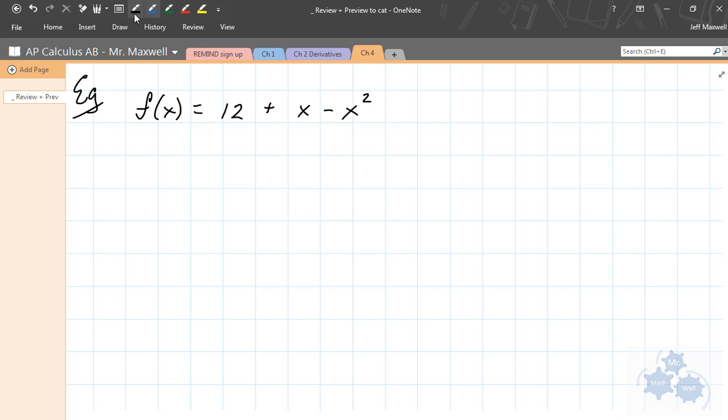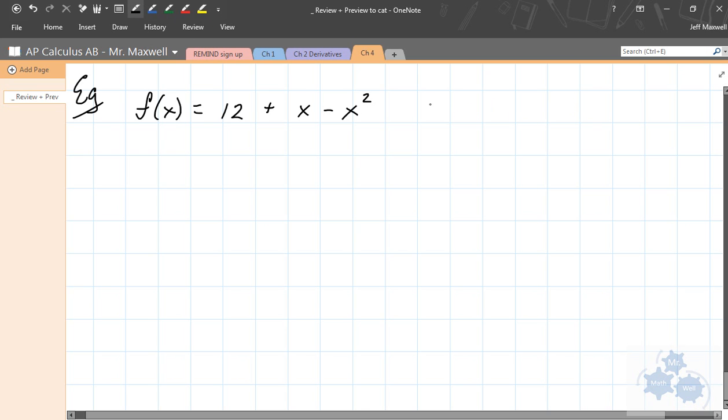Okay, so try this example on your own. Find the intervals of increase and decrease, if there are any, for this function. And I'm giving you the function here and not the derivative. So intervals of increase and decrease.